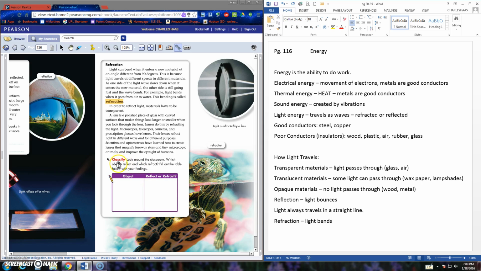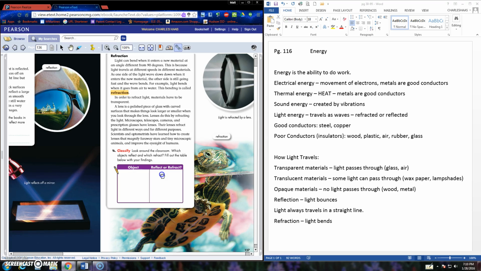I like this part right here. Classify it. Look around the classroom. Which objects reflect and which refract? Fill out the table below with your findings. So there's probably several objects in this classroom, such as the shiny metal on your stools and chairs. Is that refracting or reflecting? So right here we put shiny metal, and the answer should be, yeah, that's right, reflecting.